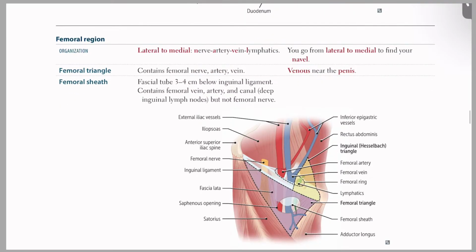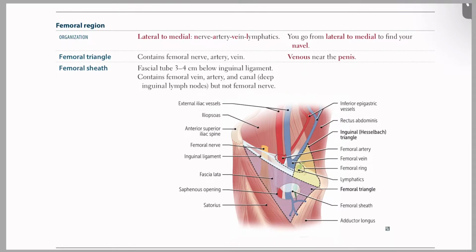Femoral triangle contains femoral nerve, artery, vein, and lymphatics near the pubis. Femoral sheath, a fascial tube 3 to 4 cm below the inguinal ligament, contains femoral vein, artery and canal, deep inguinal lymph node, but not the femoral nerve.